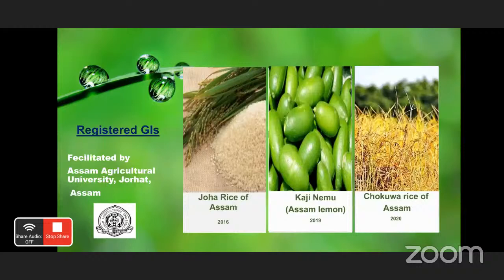In 2017, the government of Assam declared Judima and Khaspani as heritage wines. After that, we applied for the GI registration. It is under process. So Johar Rice of Assam, Kajinemu, and Sokwa Rice are the registered products facilitated by Assam Agricultural University. And Gamosa and Judima, these two are under process.